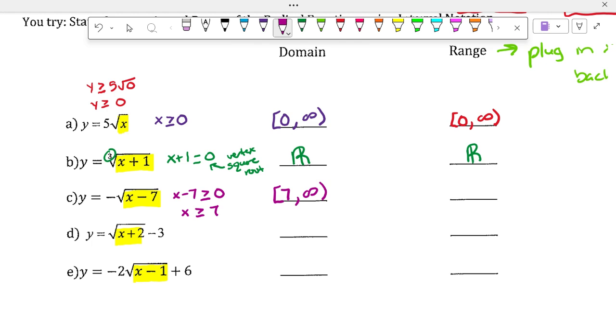All right. Let's go with Shelby. How do I find my range? Right, we plug it back in to solve for y. So y has to be greater than or equal to negative square root of 7 minus 7. Which would give me what, Shelby? Right, y has to be greater than or equal to 0. How do I write that in interval notation? Good. All right, any questions so far?